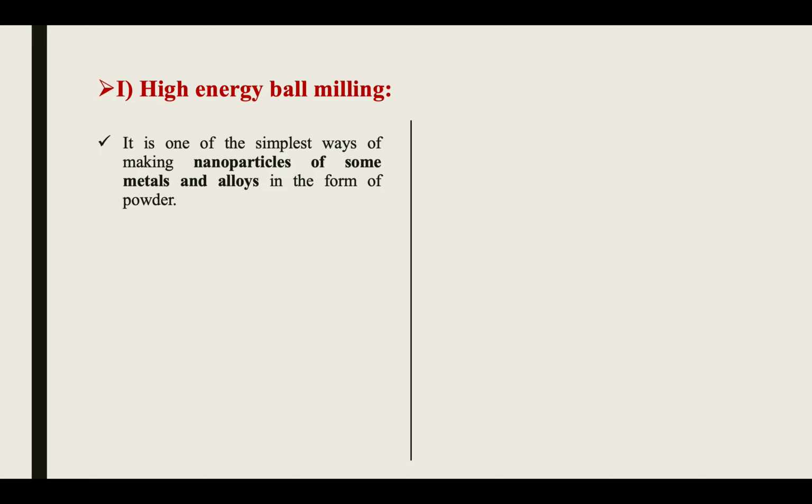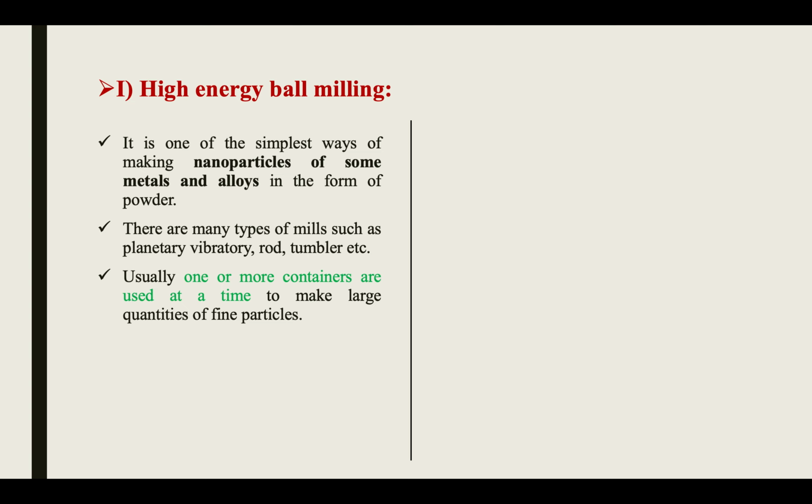It is one of the simplest ways of making nanoparticles of some metals and alloys in the form of powder. This high energy method is meant only for metals and alloys. There are many types of mills such as planetary, vibratory, rod, and tumbler. These are the mills for high energy ball milling. So planetary, vibratory, rod and tumbler: these kinds of rotational motions are there to synthesize nanomaterials.